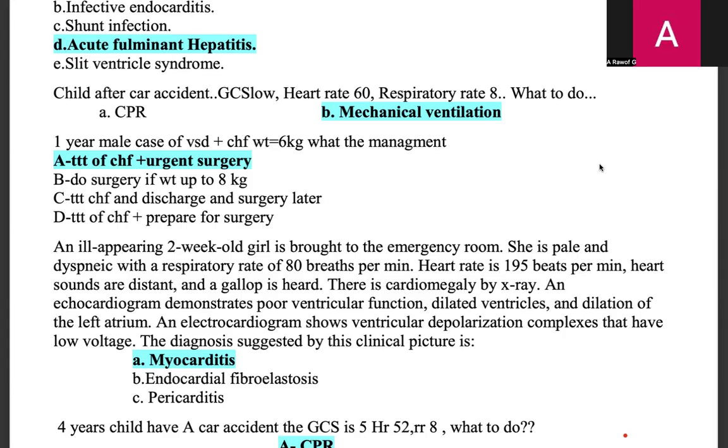So he needs urgent intubation. Urgent intubation and mechanical ventilation. CPR also can be considered if heart rate is less than 60. So mechanical ventilation is the answer.